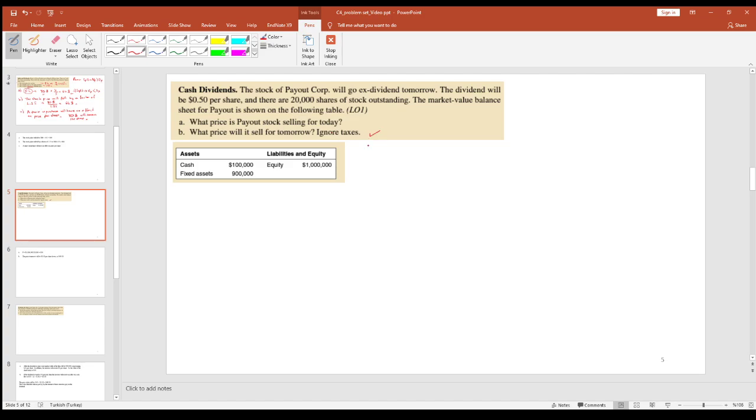Ignore taxes. So today's price, A, if you remember, price, or let me write it in the other way, the market value of a company is equal to the price of a share times the number of shares.